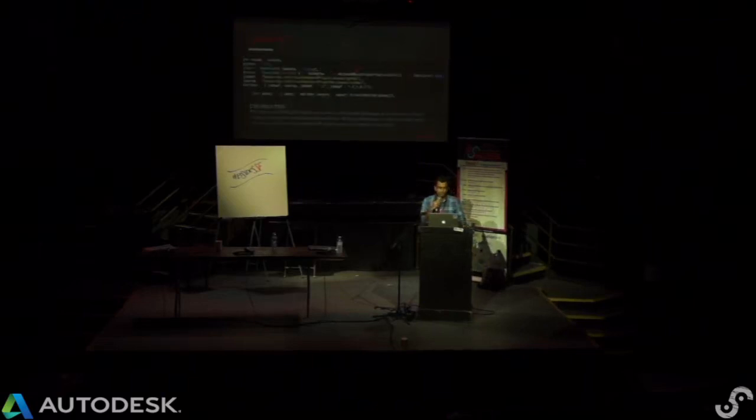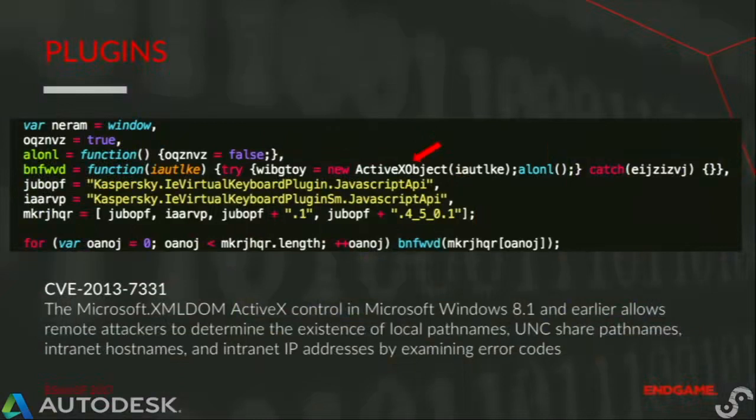Some exploit kits go a step further. They use plugins and ActiveX plugins to look for AVs. This particular code example is from Magnitude, I think, and it's looking for Kaspersky ActiveX objects.